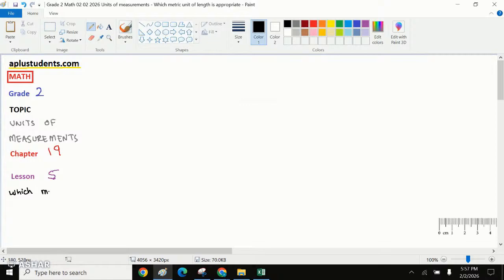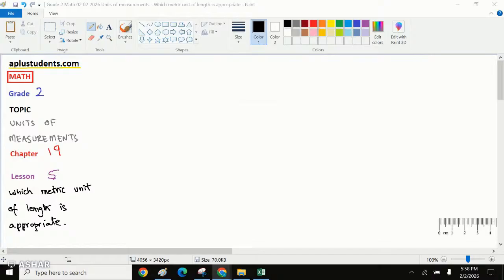And the name of the lesson is which metric unit of length is appropriate? Metric unit is a standard unit throughout the world, right? So there will be objects and we would need to tell which measure we would be using over here. Before doing that, let's go to maths grade 2, chapter 19 and lesson number 5.